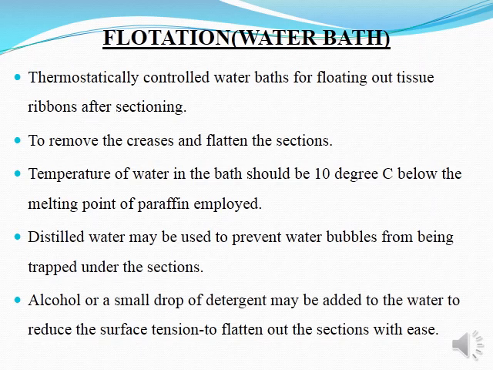This is the flotation bath. The thermostatically controlled water bath floats the tissue sections. After sectioning, to remove the wrinkles in the section, the temperature should be 10 degrees below the melting point of wax. Alcohol or a small amount of detergent in the water reduces the surface tension.